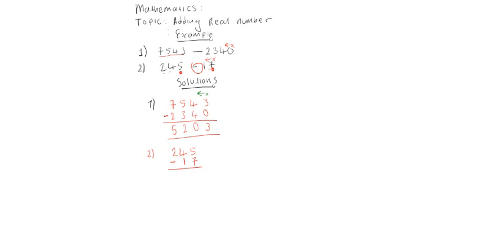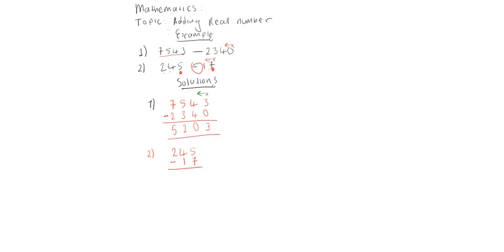From 5, we know that we have 5. 1, 2, 3, 4, 5. So from 5 units, is it possible for us to remove a 7? No, it cannot, because we only have 5 units and we need to remove 7 units. That doesn't make sense. Now, in this case, what do you think we should do for us to solve this problem?